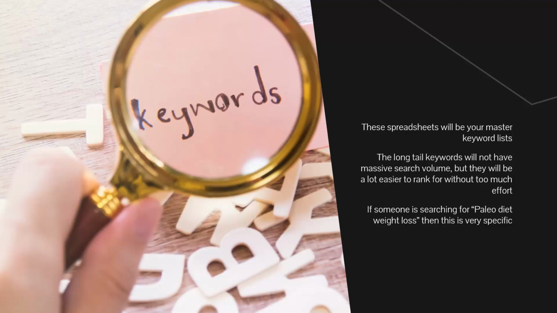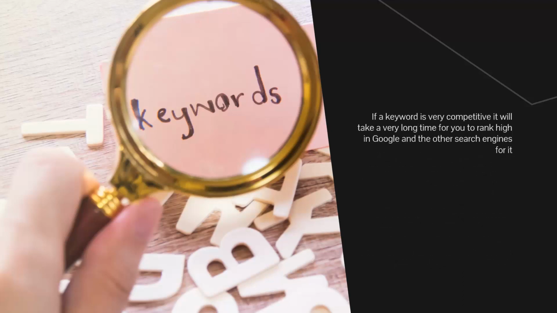Your web pages need to be in the search results for these kinds of terms so that you can provide the answers that people are looking for and either generate a new lead for your email list or make a sale or a commission. You need to understand that every keyword that you find will have a level of search engine competitiveness. Usually, the higher the search volume, the more competitive the keyword term will be. There are exceptions, of course. If a keyword is very competitive, it will take a very long time for you to rank high in Google and the other search engines for it. For a single term such as paleo, it will probably be impossible for you to rank on the first page for this no matter what you do.